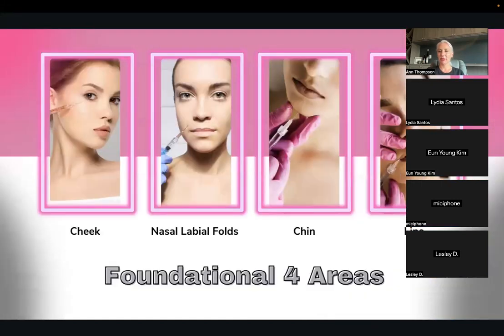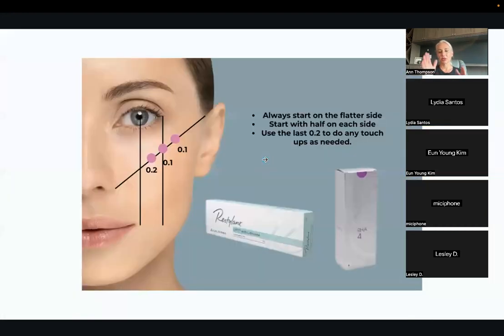Okay, let's talk about some of the big areas that we do inject. These are the foundational 4 areas that we went over in training. The very first one is the cheeks. You're going to draw 3 lines. The first line is going to be pupil straight down. The second line is going to be lateral canthus straight down. The third is going to be tip of the ear to the tip of the nose, and you're going to cut all the way across, making sure you bifurcate the apex of the cheek. That's the highest point of the cheek that sticks out.